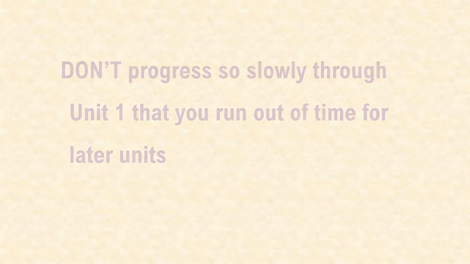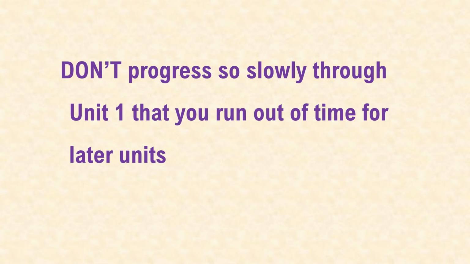Here's another don't. Don't progress so slowly through Unit 1 that you run out of time for later units. Like I said earlier, some teachers make the mistake of skipping Unit 1 completely, but other teachers go to the other extreme and they spend so much time on the early units that they run out of time for Units 8 and 9 at the end of the year. Unit 1 should be completed in about 3 weeks on a traditional school calendar, and Unit 2 should also be about 3 weeks. If you go too slow, you won't have time to complete all 9 units and to conduct a proper review at the end of the year.